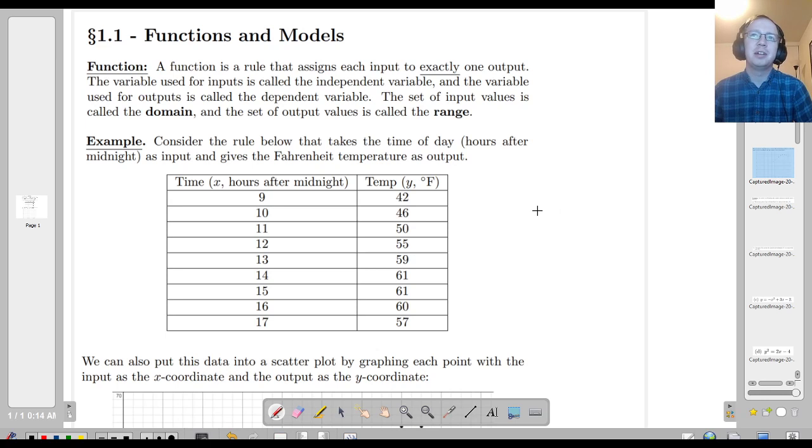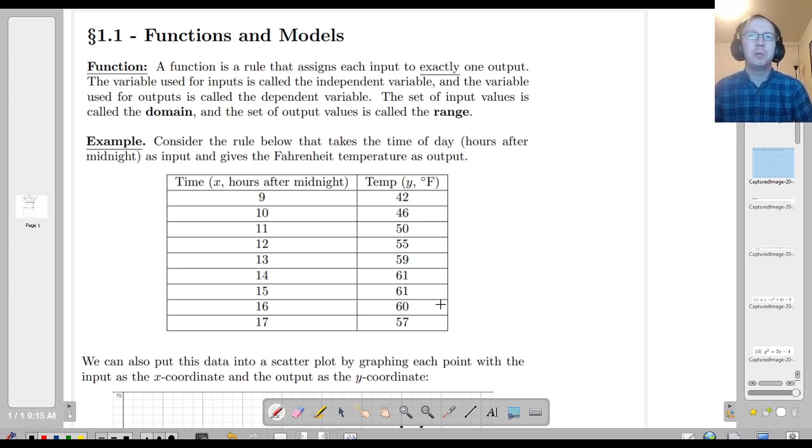And now if we're going to try to decide if this is a function or not, basically we need to make sure that each of these inputs goes to exactly one output. So the input 9, yep, just one output. The input 10, yep, just one output. And it's true for all these guys. So this is an example of a function because each input gets mapped to exactly one output.